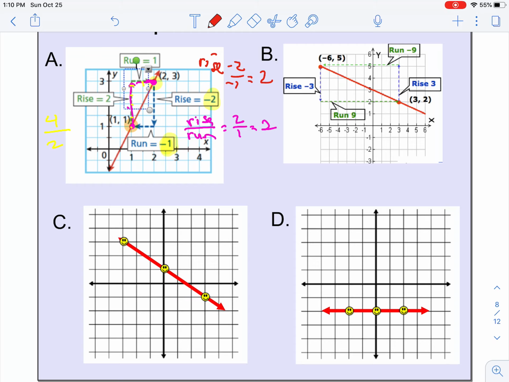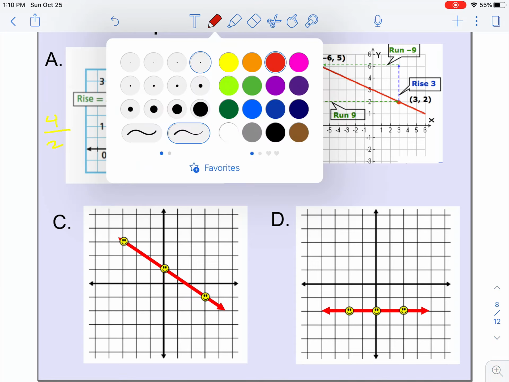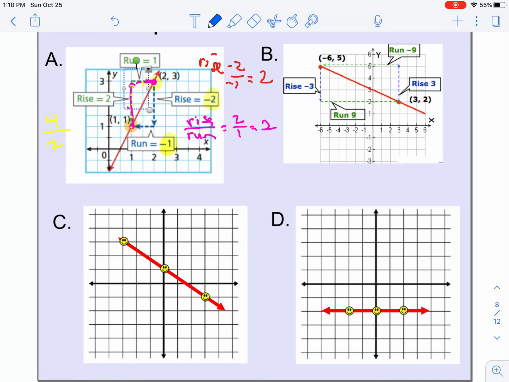So why don't you see if you can do letter B? Pause the video and then see if you got it correct.